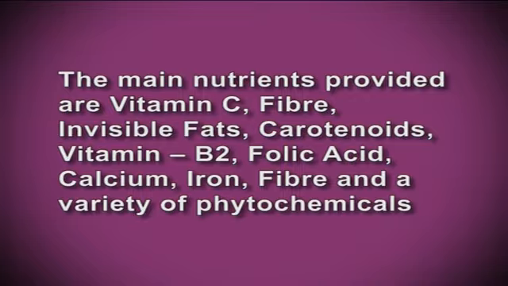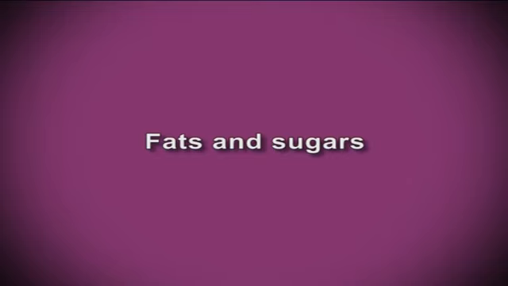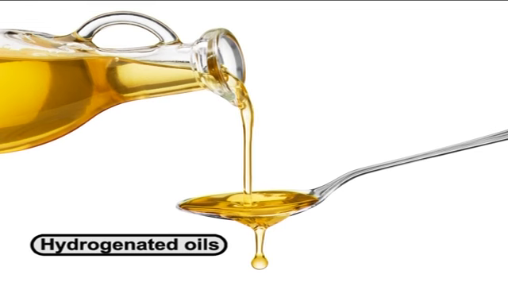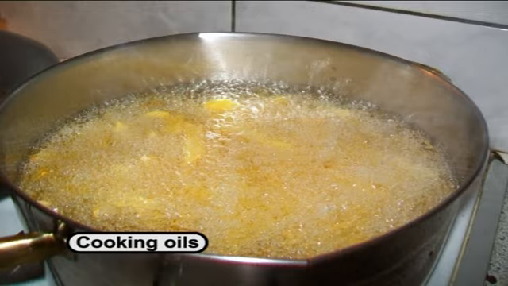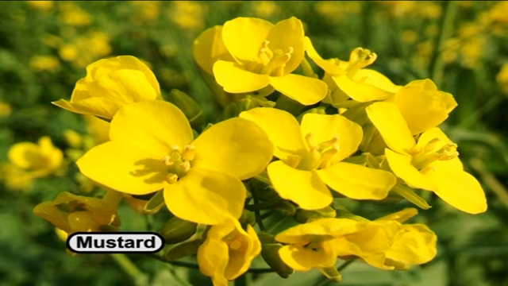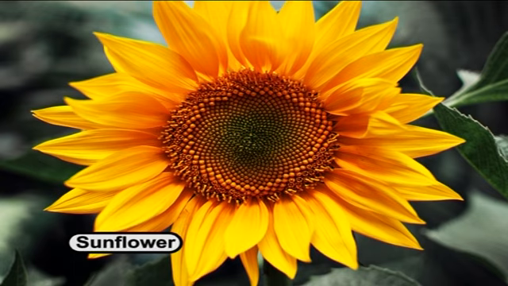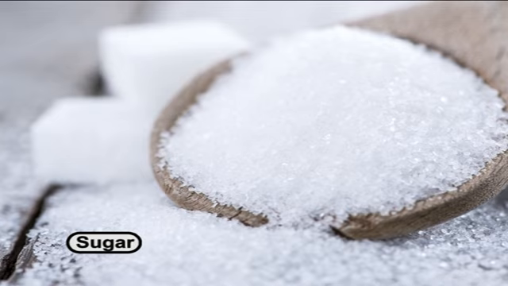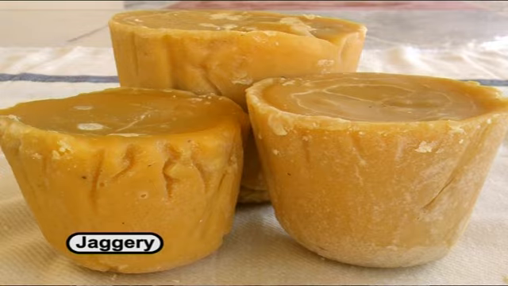variety of phytochemicals. The next food groups are fat and sugar. Butter, ghee, hydrogenated oils, cooking oils like groundnut, mustard, coconut, sunflower, palm oil, etc. come under fats, and sugar, jaggery under sugars. So, the major nutrients provided are energy and fats.